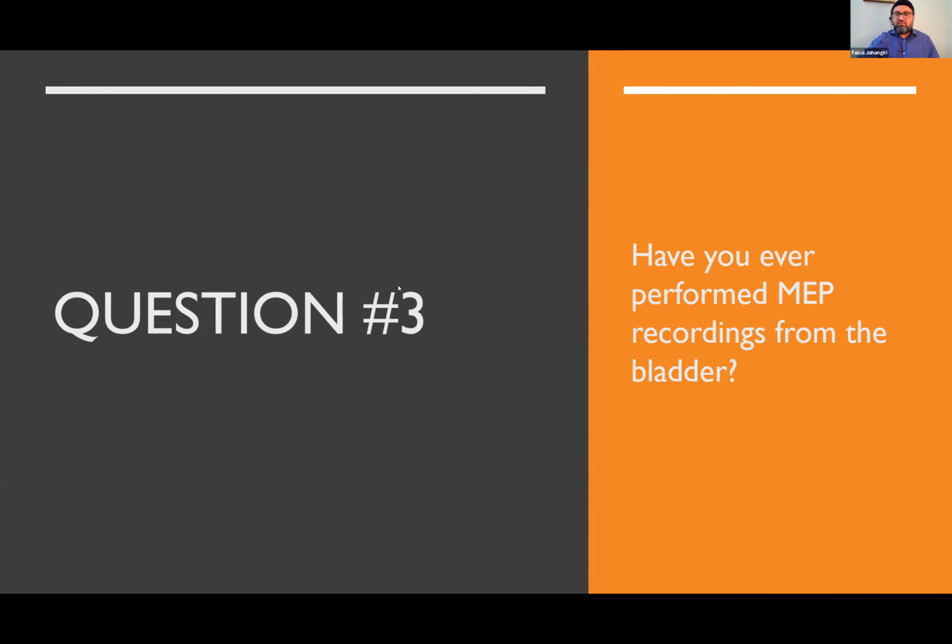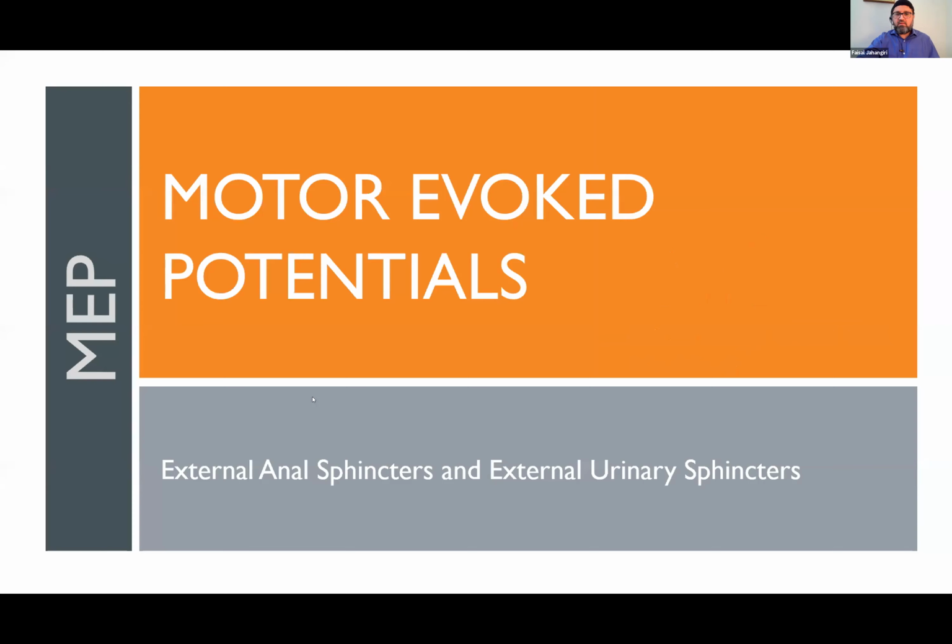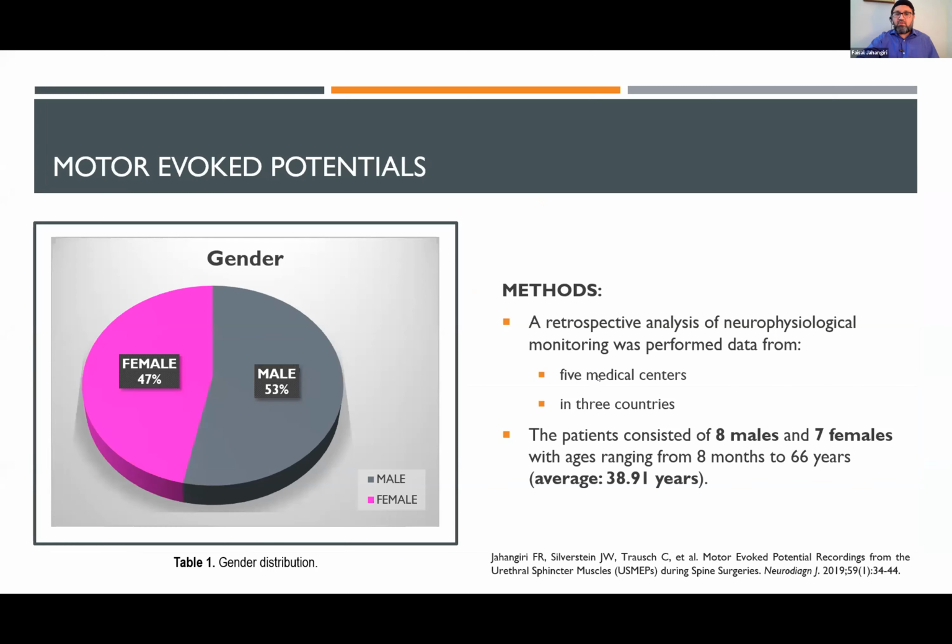So the other modality we can include is motor evoked potential. Motor evoked potentials are performed as a regular stimulation and recording setup, but you can add external anal sphincter and external urinary sphincter. So now we can record from them. In the past, we were doing just the anal sphincter EMG motor evoked potential, but now we have the capacity of recording the external urinary sphincter during pelvic floor surgeries or surgeries where these structures are at risk.